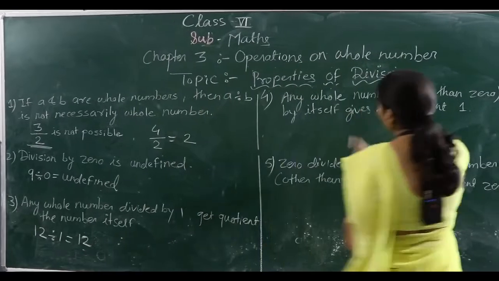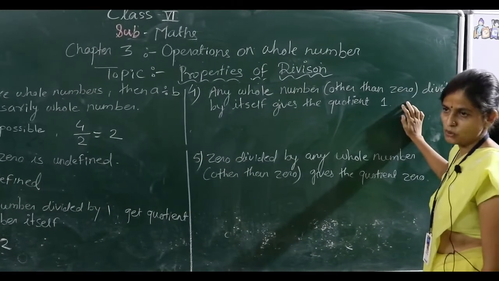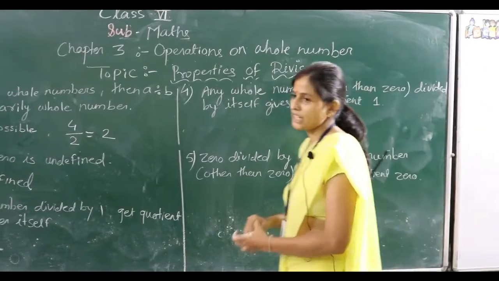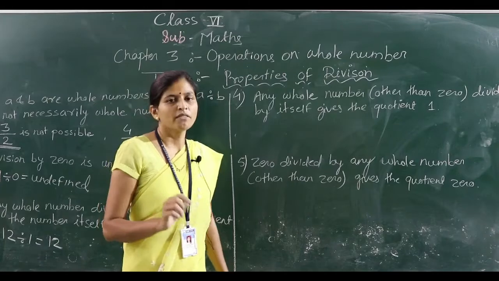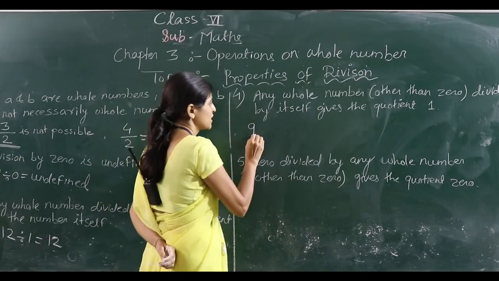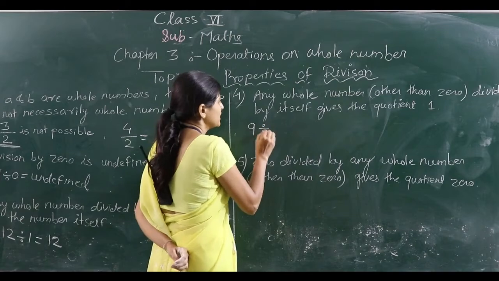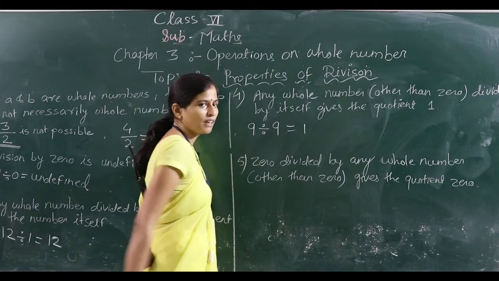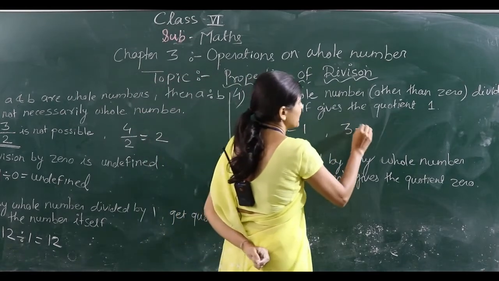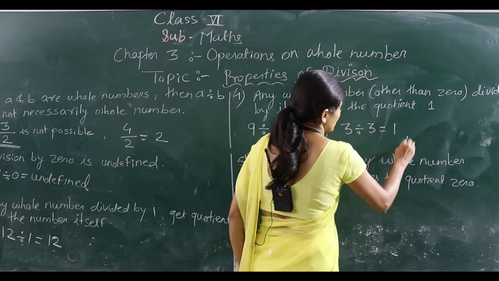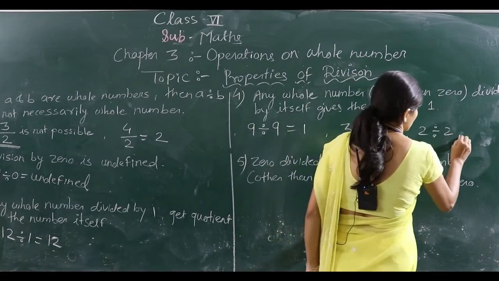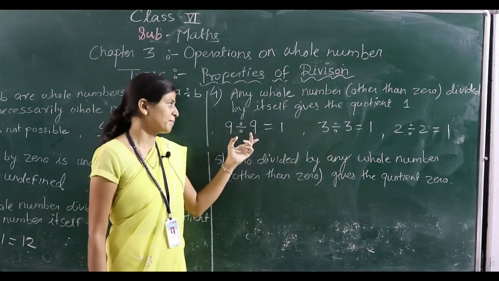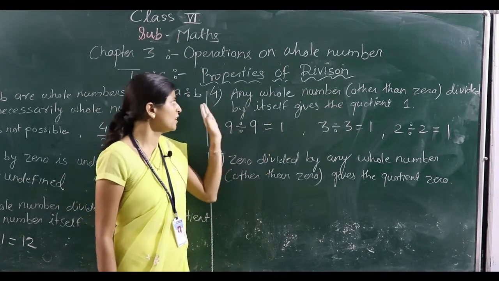Fourth property: any whole number other than 0 divided by itself gives the quotient 1. Means any whole number divided by the number itself, we get the answer 1. Suppose we take the whole number 9. If we divide 9 by 9, we get the answer 1. Again, if we divide 3 by 3, what do we get? We get the answer 1. If we divide 2 by 2, we get 1. Means if we divide a number by the same number, we get the answer 1. This is our fourth property.